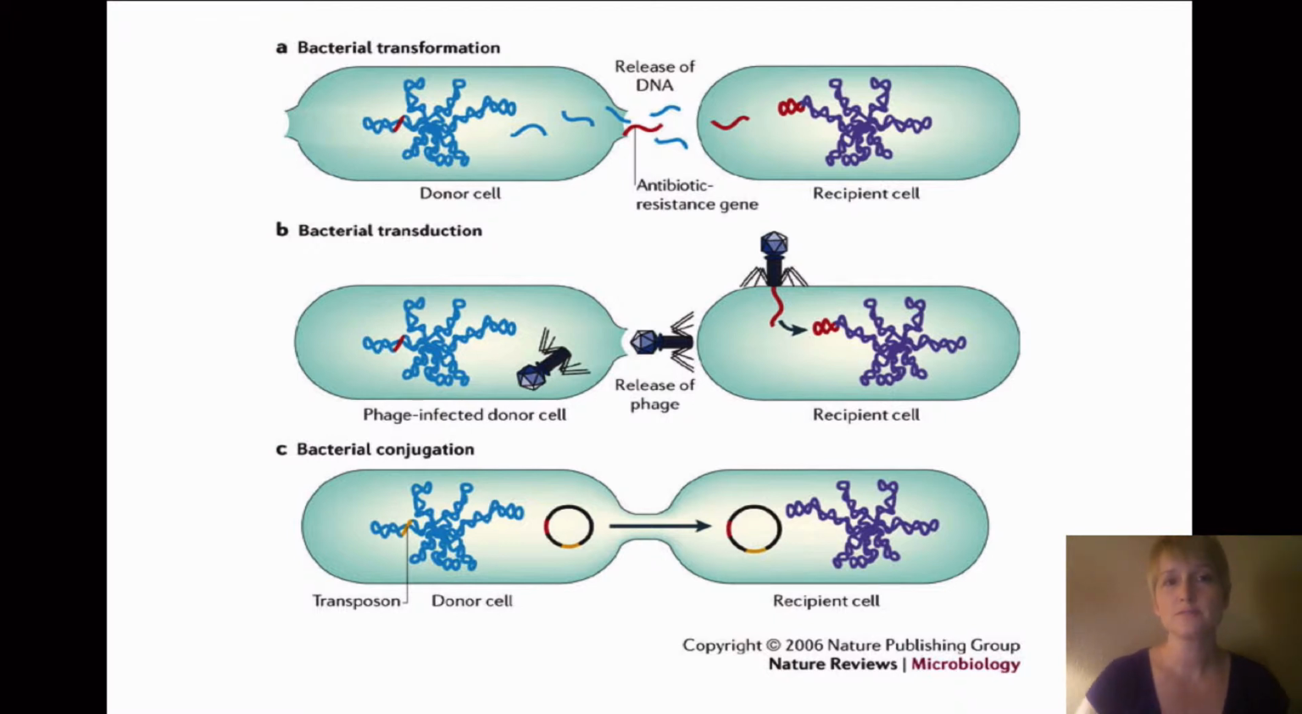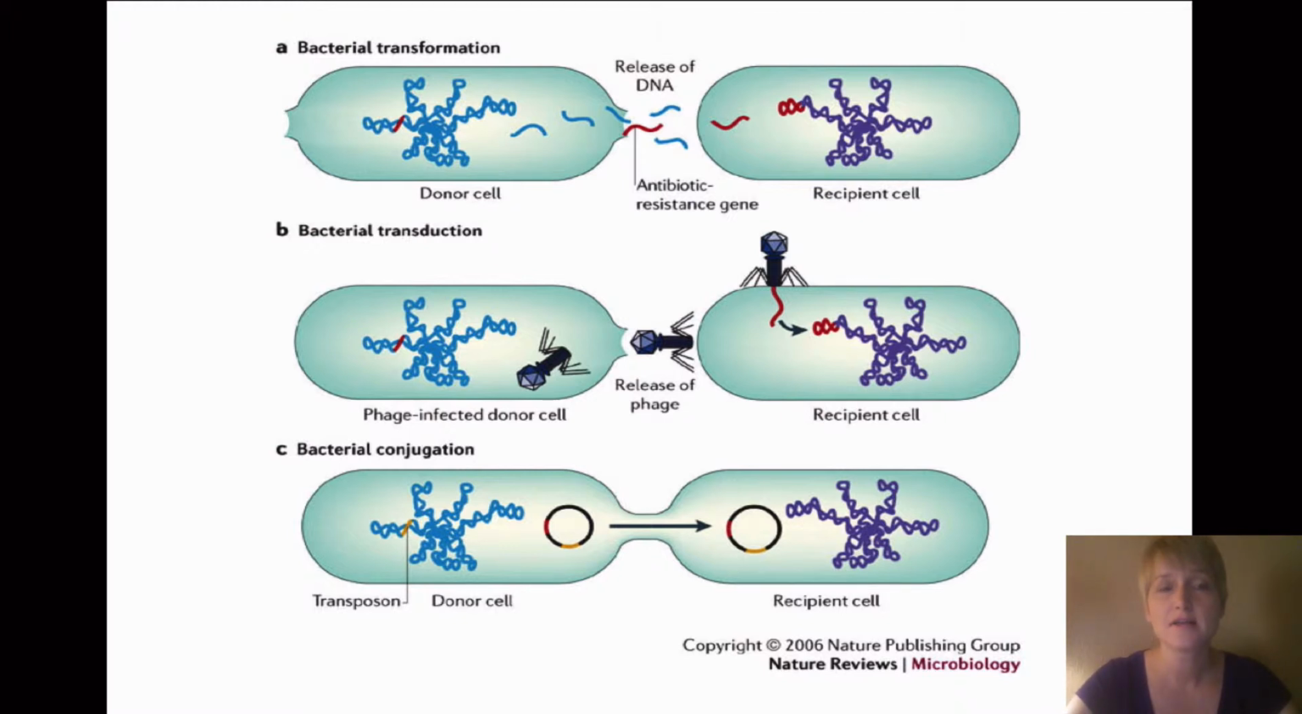So the first one is bacterial transformation. So what happens here is there might be a mutation in the DNA of the bacteria, and then that DNA is released and it's taken up by a recipient cell. So it just goes basically from one of the cells to another one, and that changes the genetics.